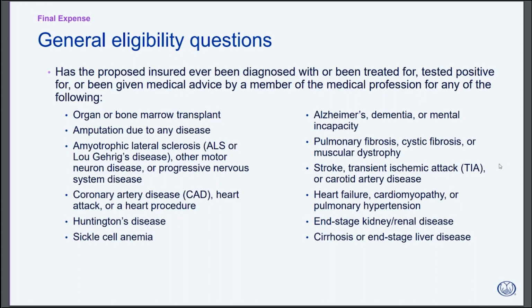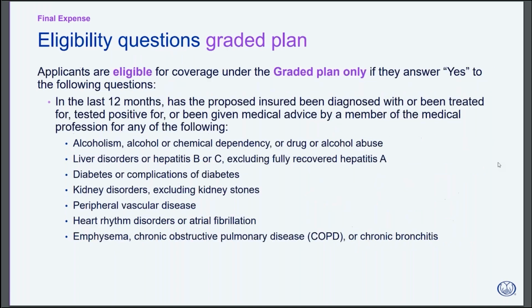So again, a couple of these are going to be the same things you guys see on a daily basis. But again, these are the questions that they're looking to get answered to be able to qualify your potential client. On the graded side, we've got a couple more. Applicants are eligible for coverage under the graded plan only if they answer yes to any of the following questions.